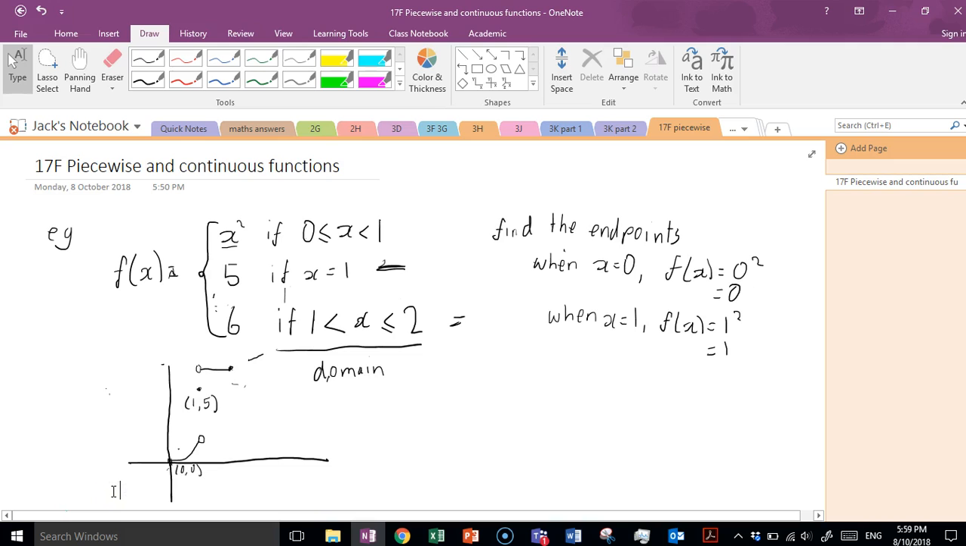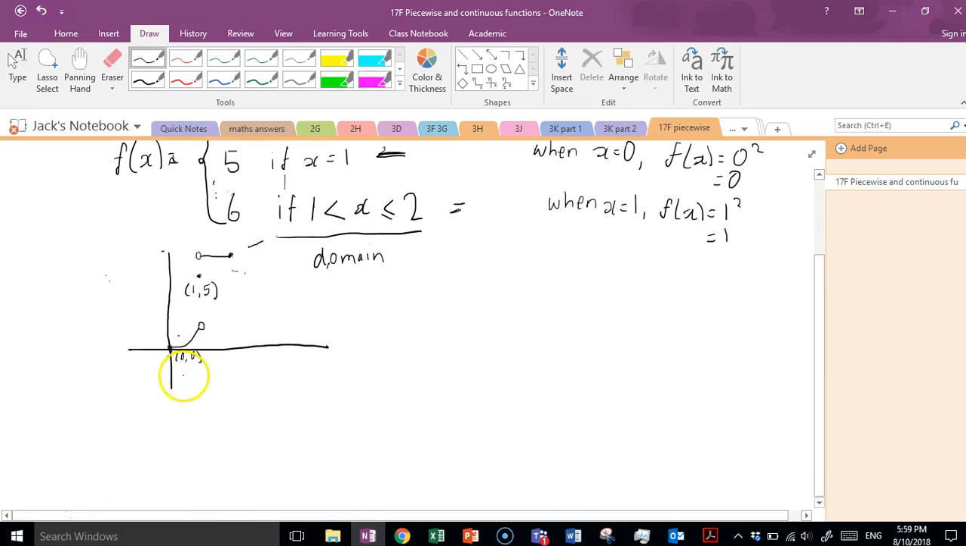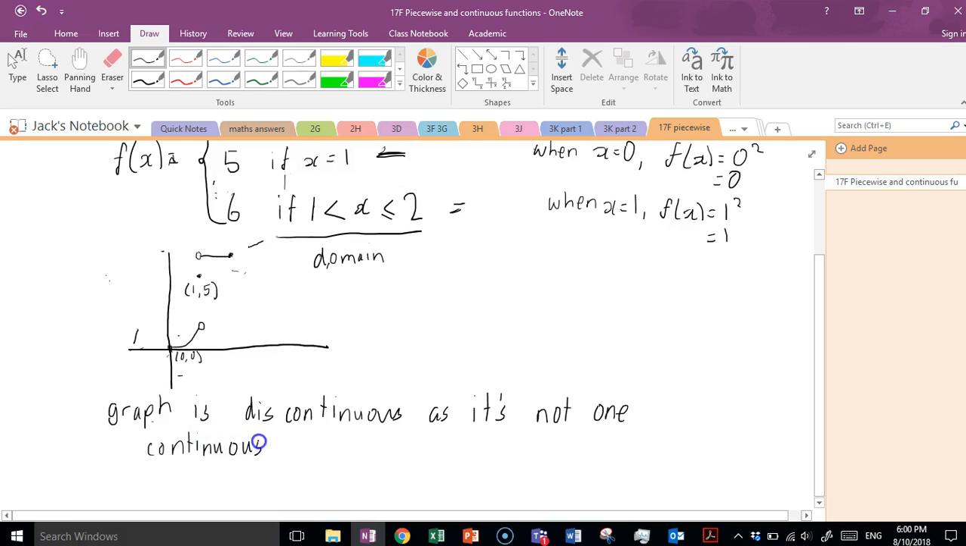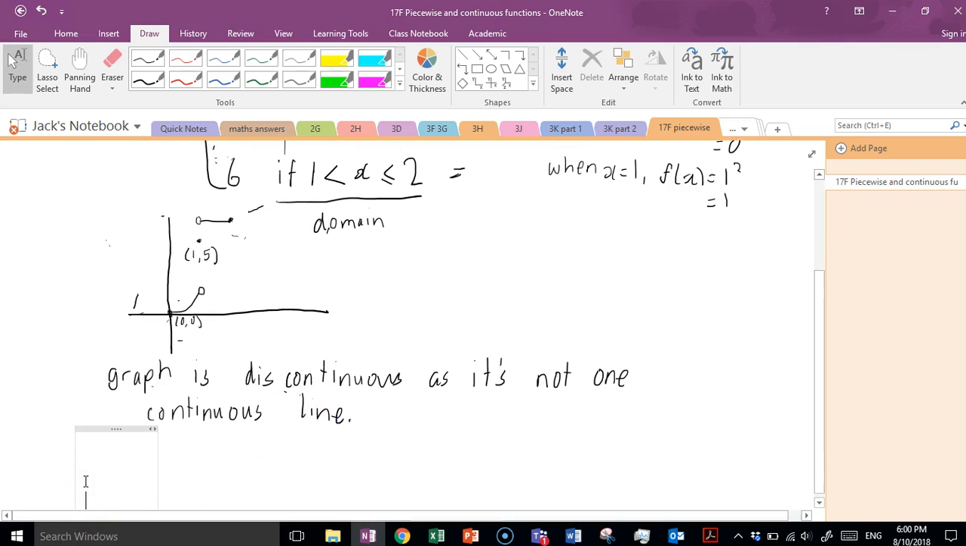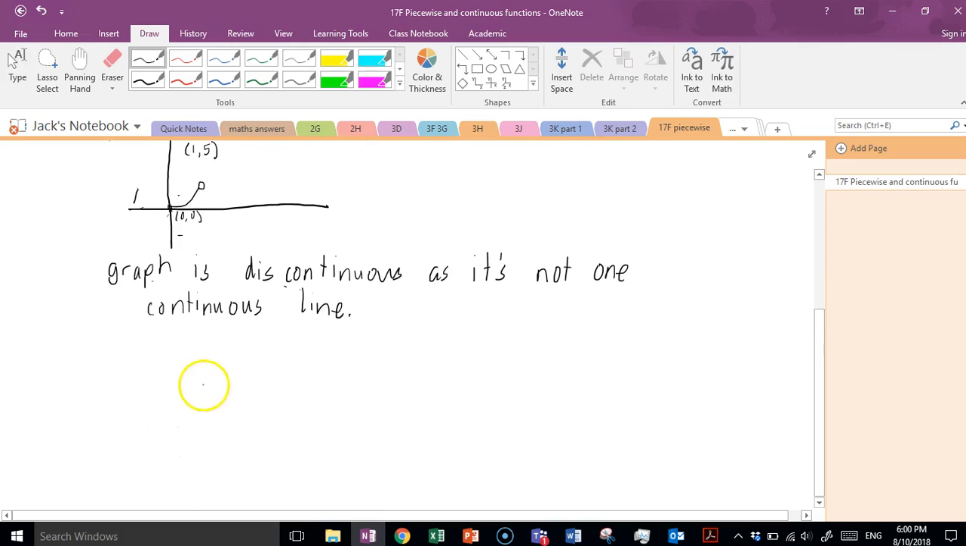Okay, so we'd say this graph is discontinuous, as it's not one continuous line. Okay, and that's pretty much all you need to know about continuous and discontinuous graphs. Okay, so if it's not one continuous line, it can't be a continuous graph.